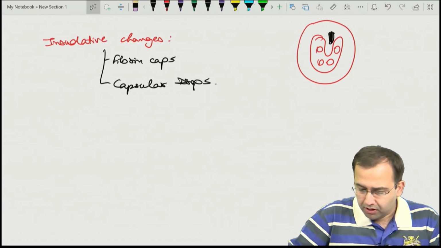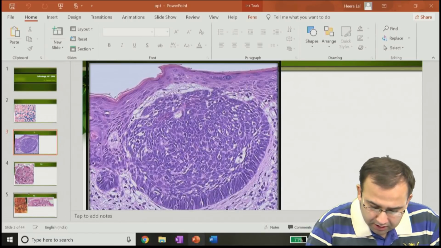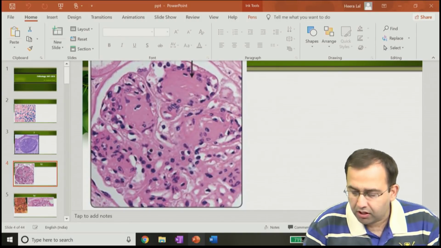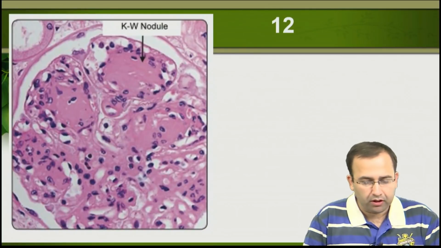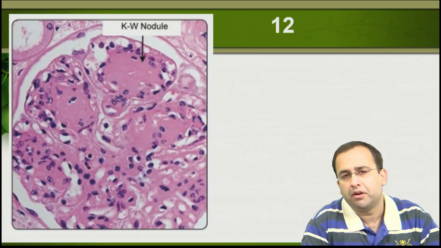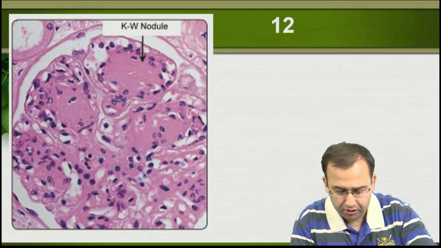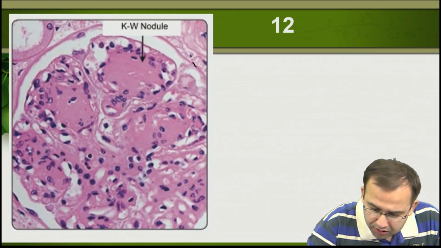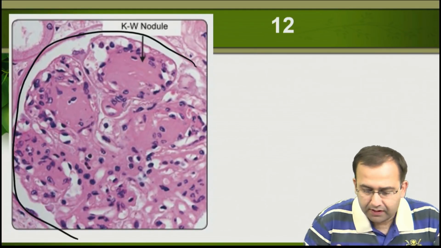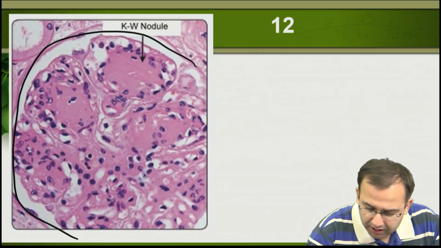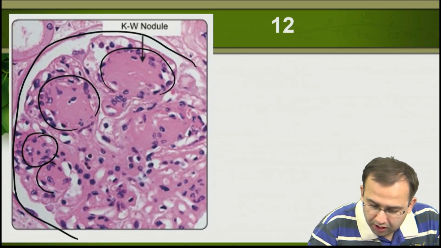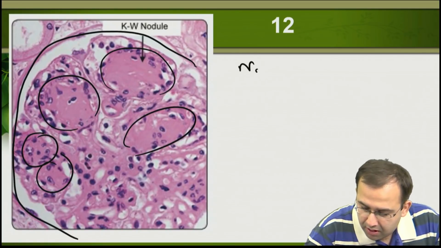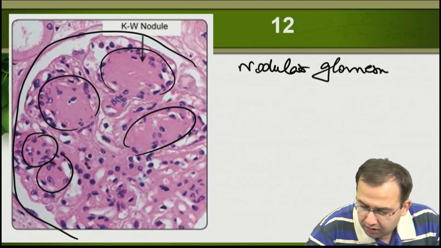Next point, before we go further, this is what a KW lesion looks like. Have a look at this in an unbiased manner, that is, you do not know anything about this image. Still, we are able to make out that it shows a glomerulus in which capillaries have aggregated to form nodular lesions, that is nodular glomerulosclerosis, associated with diabetes.